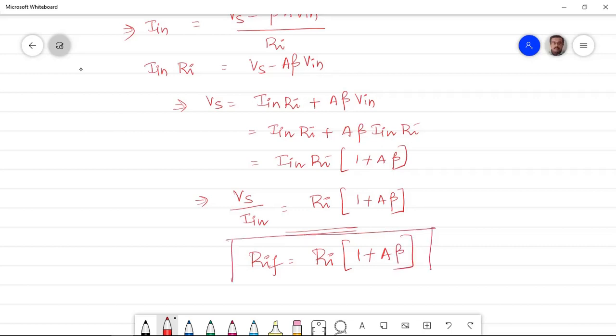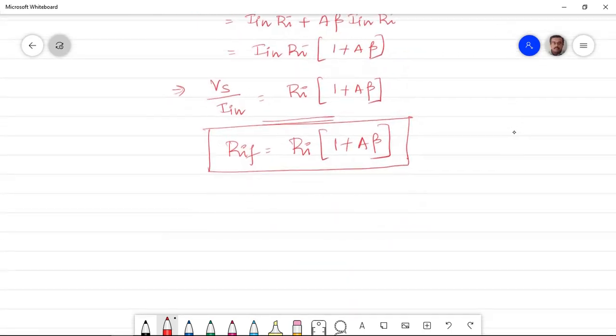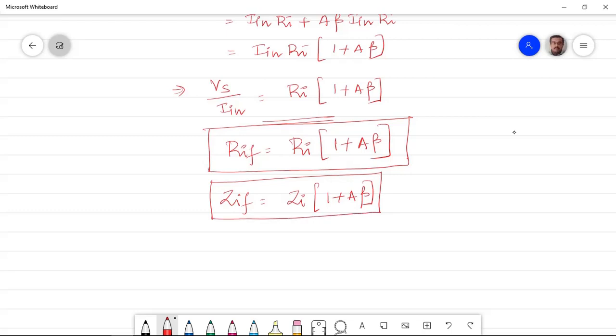Or in general, you can say the input impedance offered by the voltage amplifier with feedback is Zif, which is equal to Zi times 1 plus A beta. Just to maintain simplicity, we took this Ri and Rif, but later on we can as well convert that to an impedance value, and the equations will all remain the same except that the notation has changed. I hope this point is very clear to all of you.